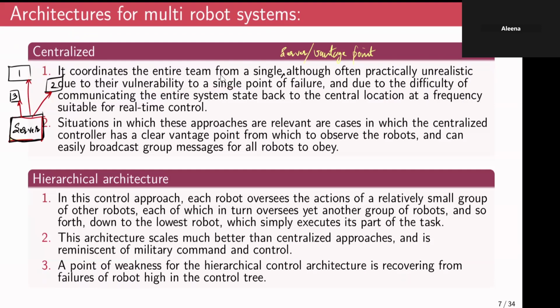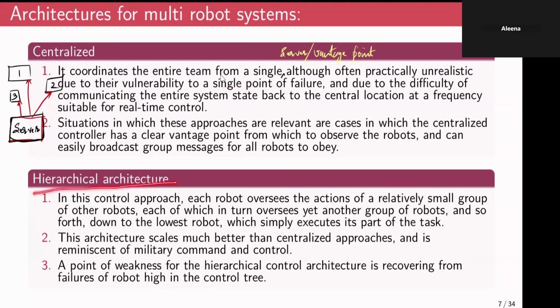And the second point says the situations in which these approaches are relevant are cases in which the centralized controller has a clear vantage point from which to observe the robots and can easily broadcast group messages for all the robots to obey. So this is suitable for a situation where it is easy for a server to observe all the robots within that multi-robot system, and to broadcast messages, like when all the robots are within the vicinity of that server, so communication can be maintained. But the drawback is that these are susceptible to a single point of failure.